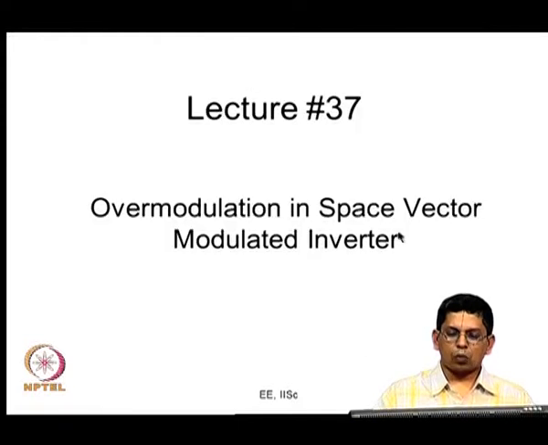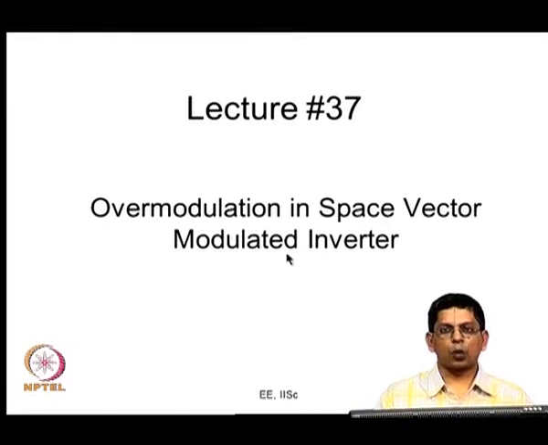So, I am calling it overmodulation in a space vector modulated inverter. What I am looking at is a voltage source inverter and conventional space vector PWM. The conventional space vector PWM can be implemented by adding a certain common mode signal to the 3 phase modulating signals. That is what we are going to look at initially. Then we can look at its implementation from the space vector point of view also.